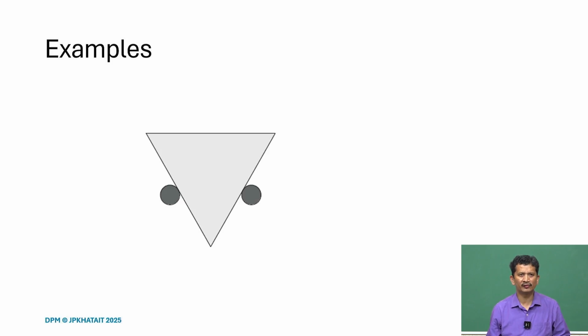So, we will take some examples here. For instance, take this case. There are two posts. Contact C1 is made there and C2, yes, the two posts, and this is the object we are talking about.